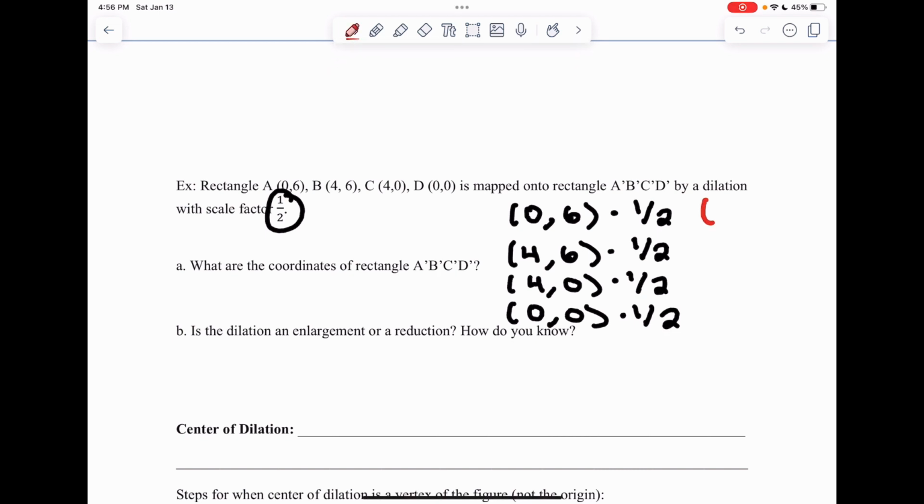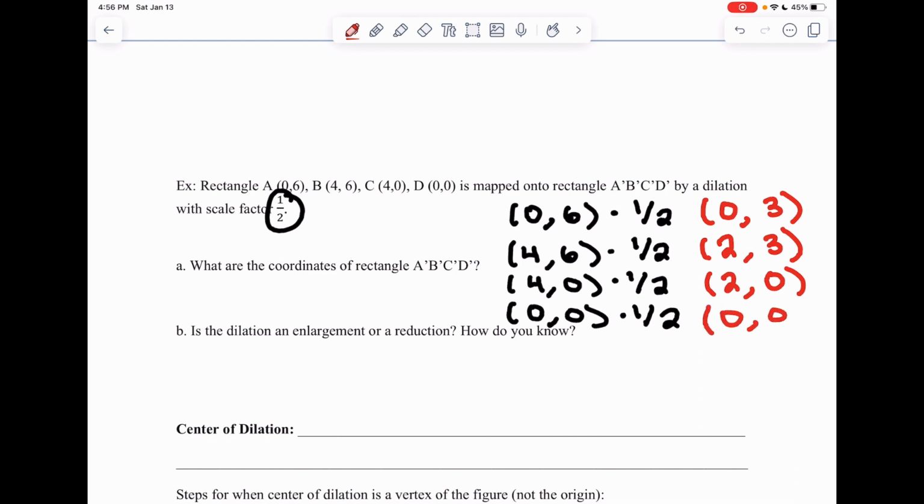Zero times 1/2 is just 0, and 6 times 1/2 is 3. 4 times 1/2 is 2, and 6 times 1/2 is 3. 4 times 1/2 is 2, and 0 times 1/2 is 0. And once again, 0 times 1/2 is just 0, so that point will remain the same. And these would be my new coordinates.